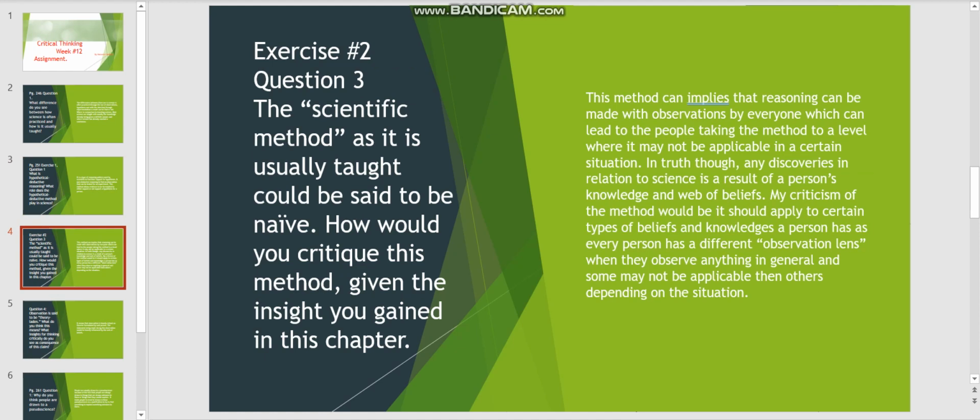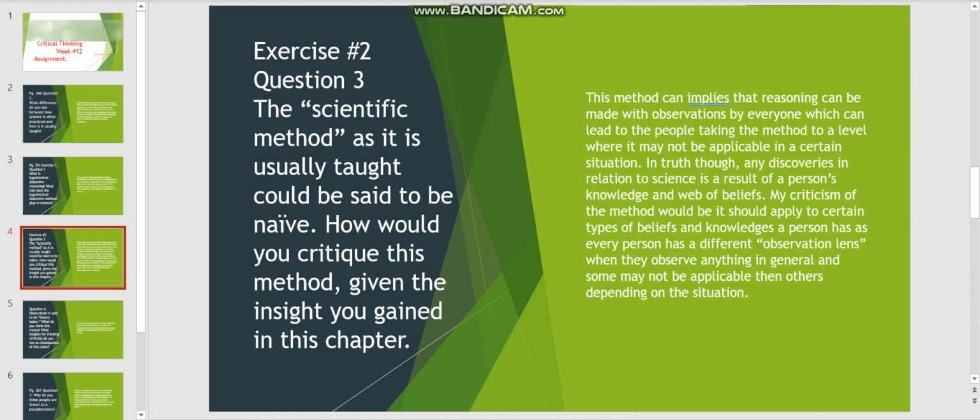Slide 4, exercise 2, question 3. The scientific method as it is usually taught could be said to be naive. How would you critique this method given the insight you gain in this chapter? This method can imply that reasoning can be made with observations by everyone, which can lead people to take the method to a level where it may not be applicable in a certain situation.